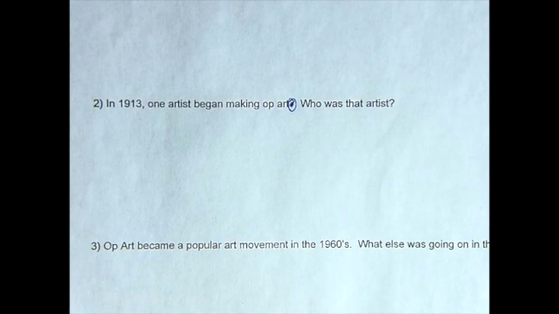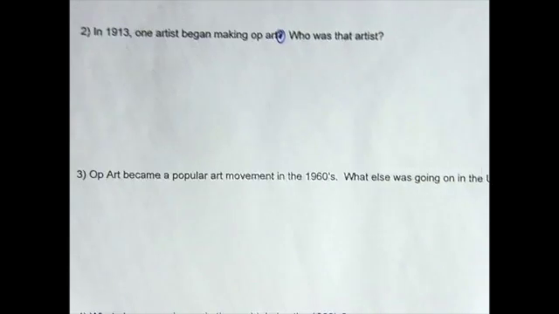A lot of times in art history, we'll have one person who's way ahead of their times start doing this crazy thing, and everybody else thinks they're just insane, right? And then they pass away, and other people discover their artwork and go, wow, they were really onto something. And then a bunch of people start making that art, and that's when that type of art becomes popular. And so there was one artist way back in 1913, before op art had even really become a thing, who started making art like this. So who was that?